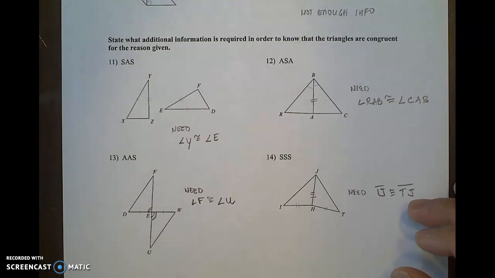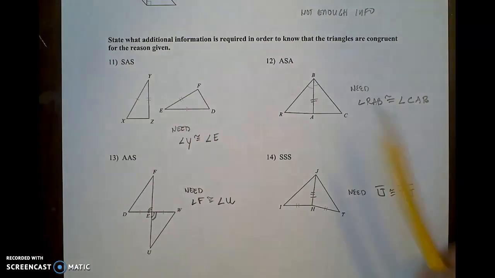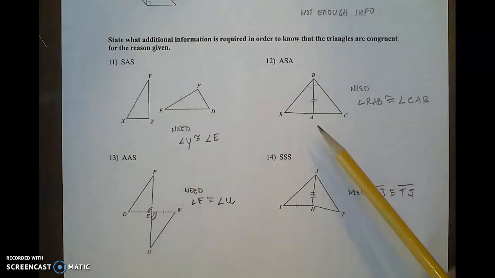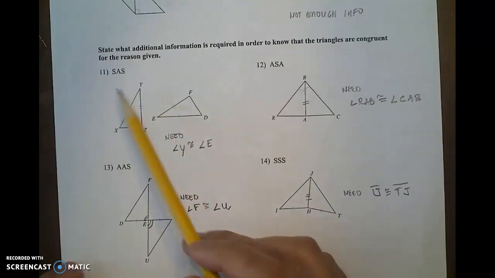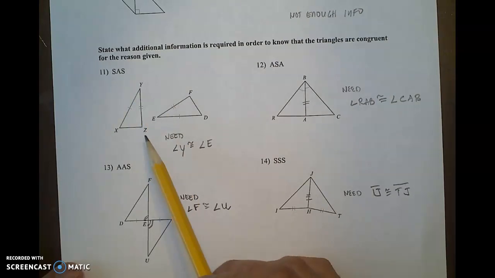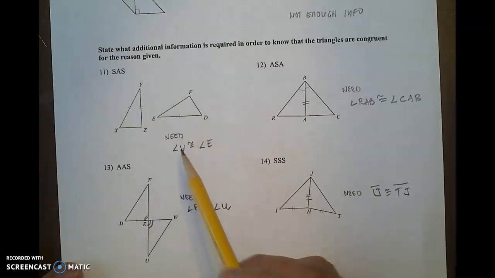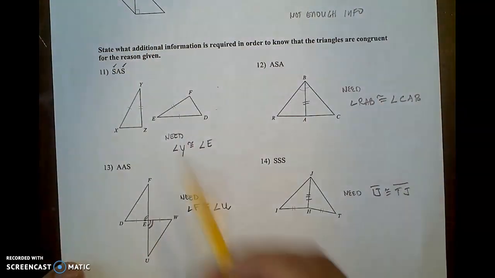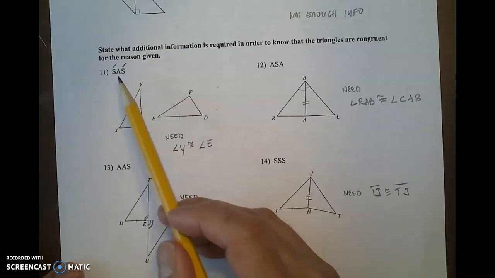Now the last section for this homework says state what additional information is required in order to know that the triangles are congruent for the given reason. If we want to prove these two triangles congruent by SAS, we need to look at what we're given. We are definitely given for each triangle two sets of sides. So I have both S's, and all I need is an angle.